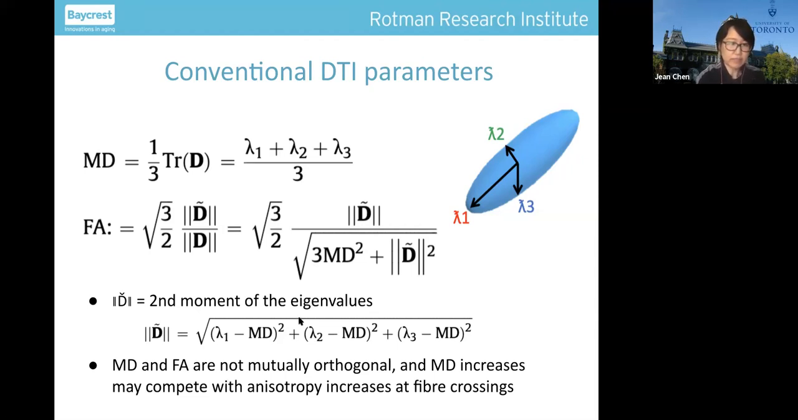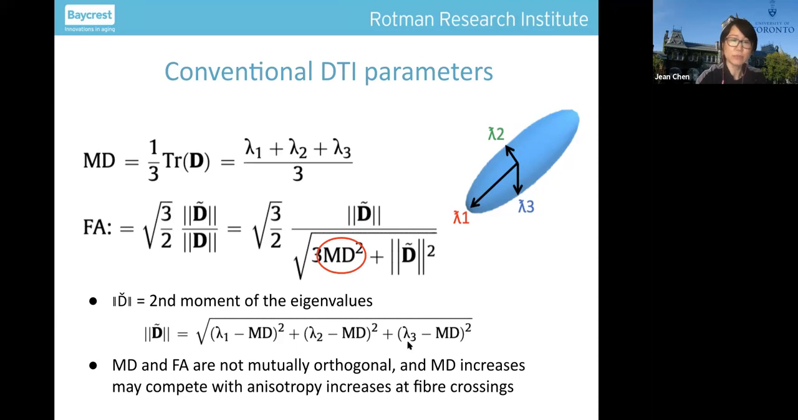And I just put the definition of the second moment of the eigenvalues here. So because MD and FA are not mutually orthogonal, any increases in MD may compete with the increases in anisotropy such that you may see nothing, or you may see the opposite, that FA might be going down. I should mention that in the literature regarding brain aging, by far we see very weak or zero fractional anisotropy effect in that region of the internal capsule that I circled before.